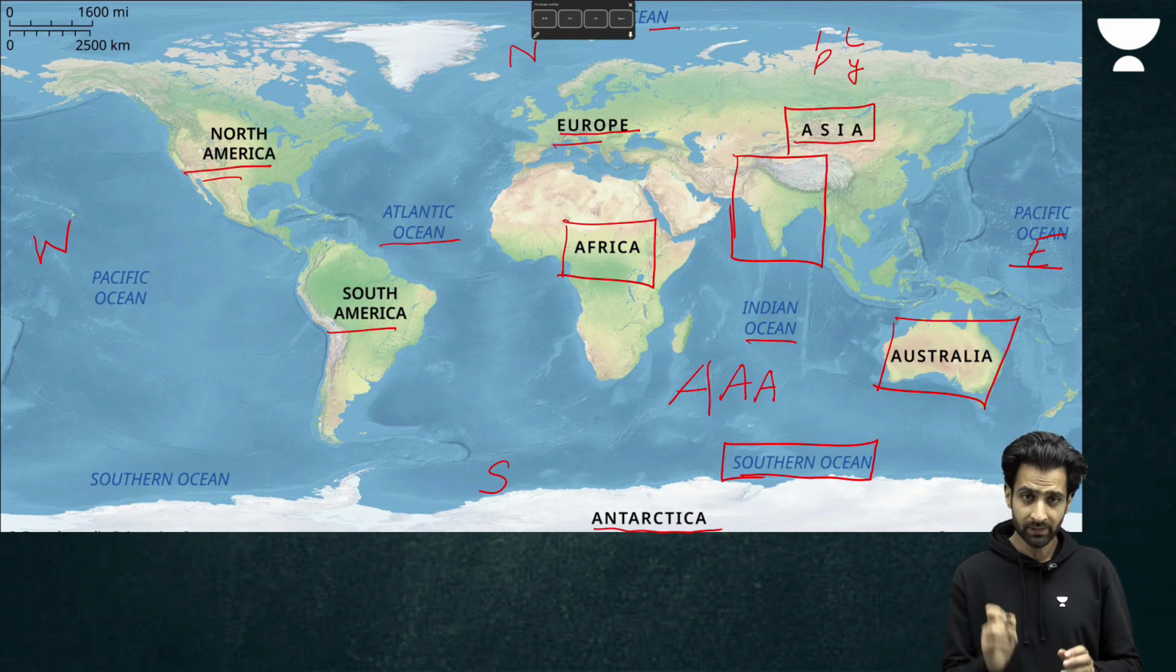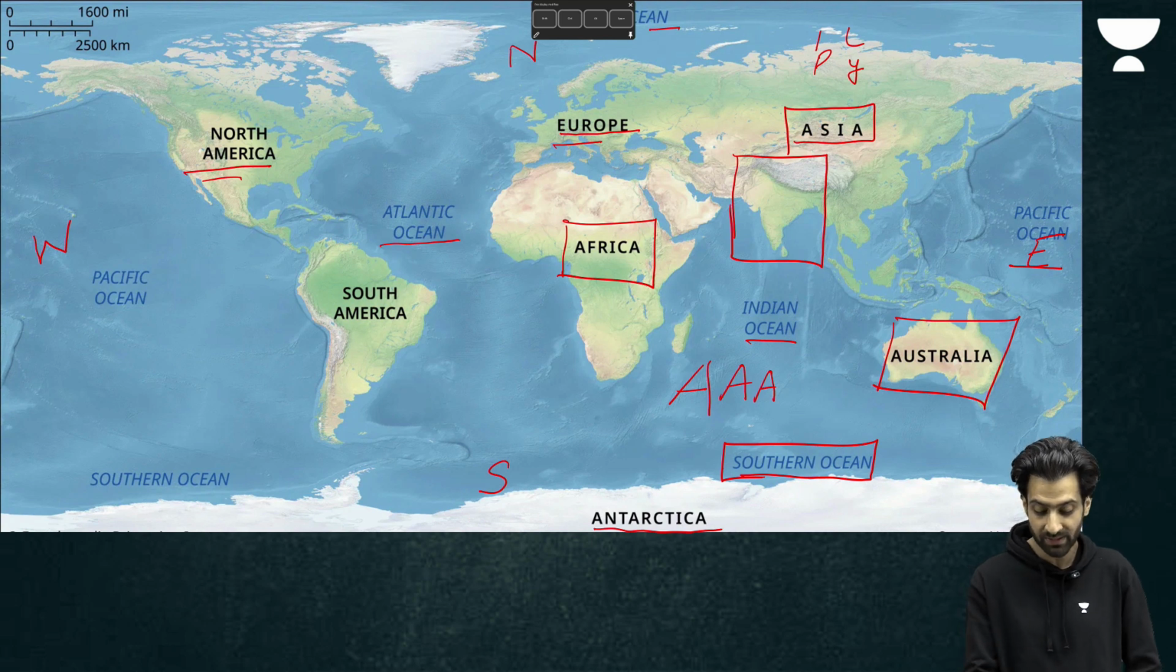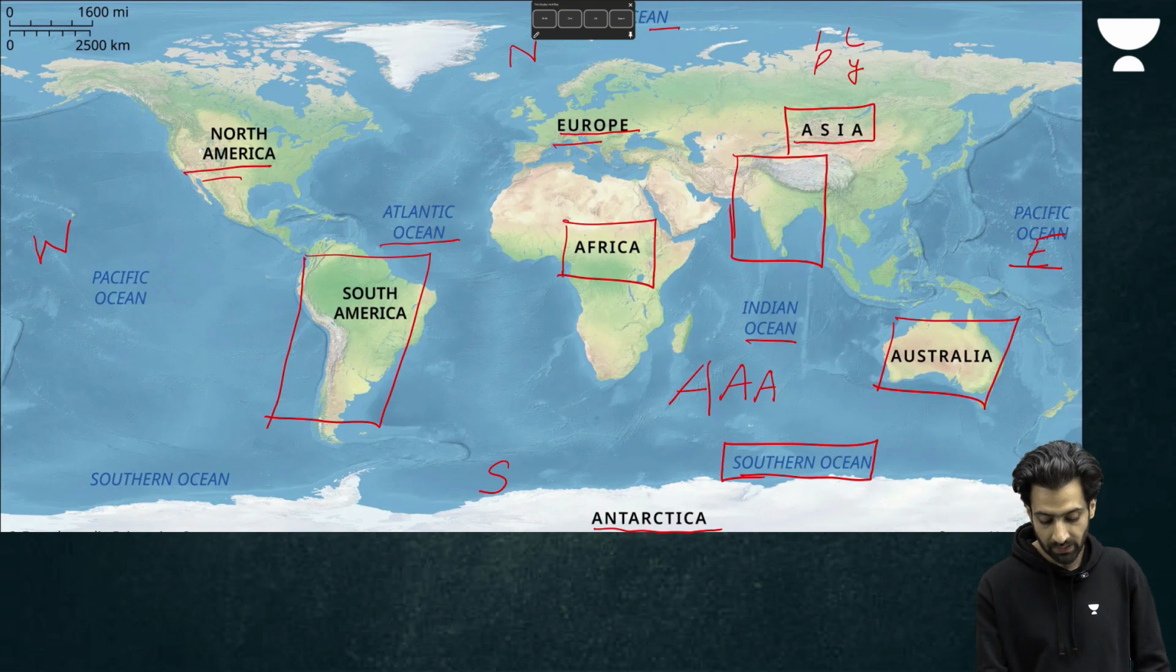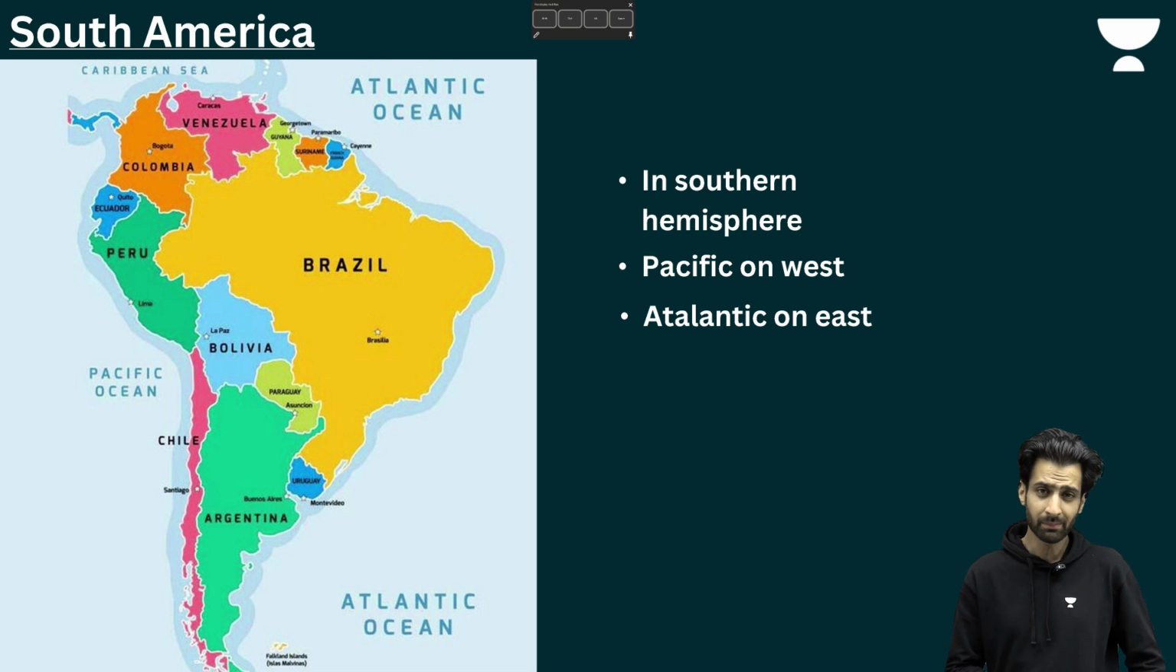Now, we will try and study each continent one by one and figure out all the countries in the continent. Starting with the very easy continent, we will be starting with South America, because this continent has very few countries as well as it is very easy to remember. So, we will start from South America. This is the map of South America.